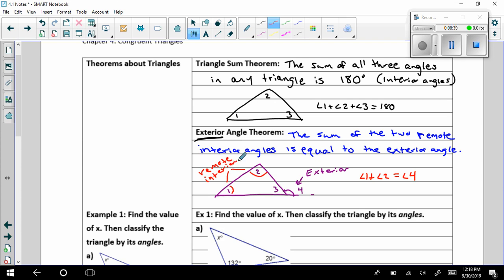Okay, and we could get there with a proof, a fairly quick one. So statements, reasons. We know that angle 1 plus angle 2 plus angle 3 equals 180 by my triangle sum theorem. I'm not starting with my given here. We'll just assume the given is your diagram.